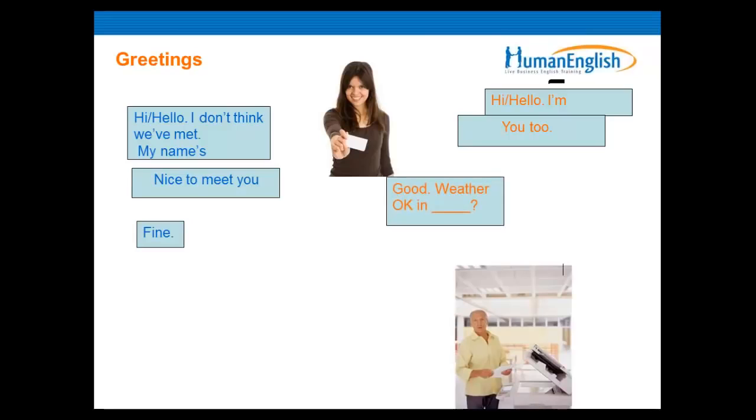Okay. Here we have an answer, good, weather okay in Germany. So what would be the first part of this question, do you think? The answer would be good, weather okay in Germany? What might be a question for that? Okay, they're talking about the weather. So a question could be, how's the weather? For example, how's the weather in Italy? Good. Weather okay in Germany? Okay, this is an informal way of asking questions about the weather.